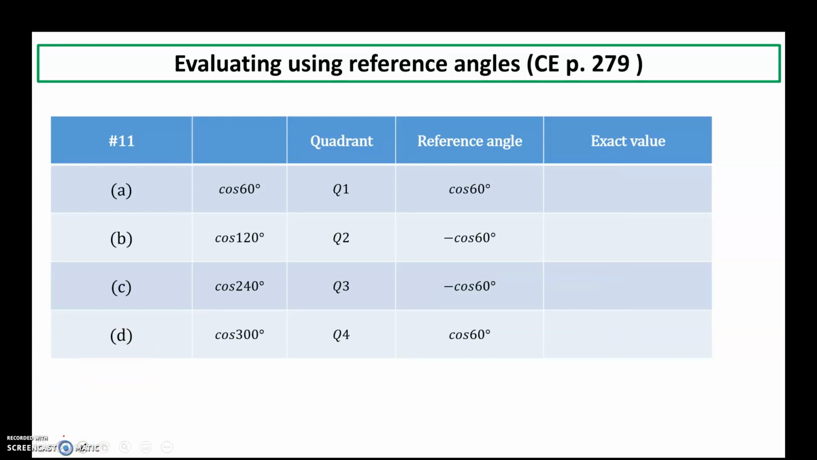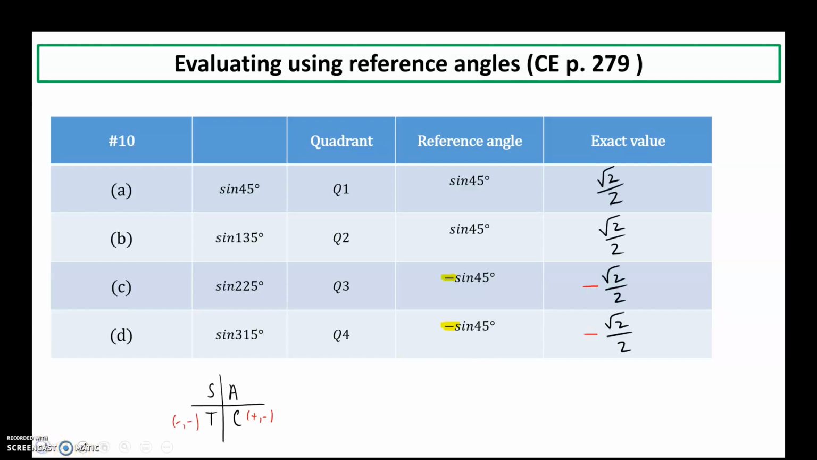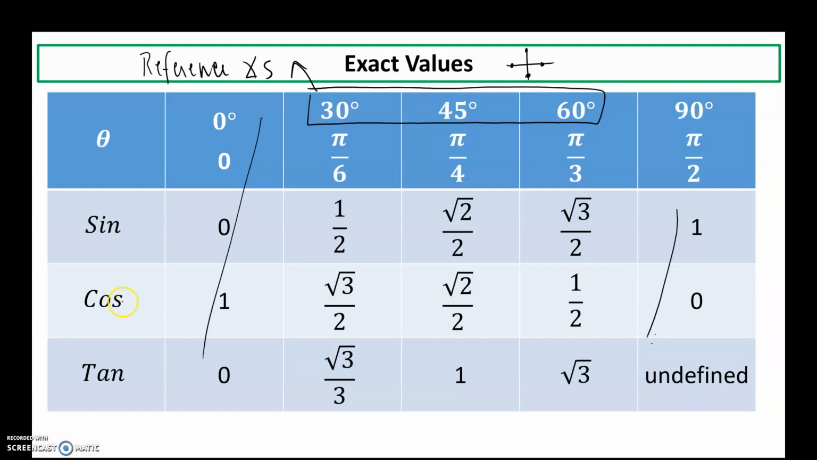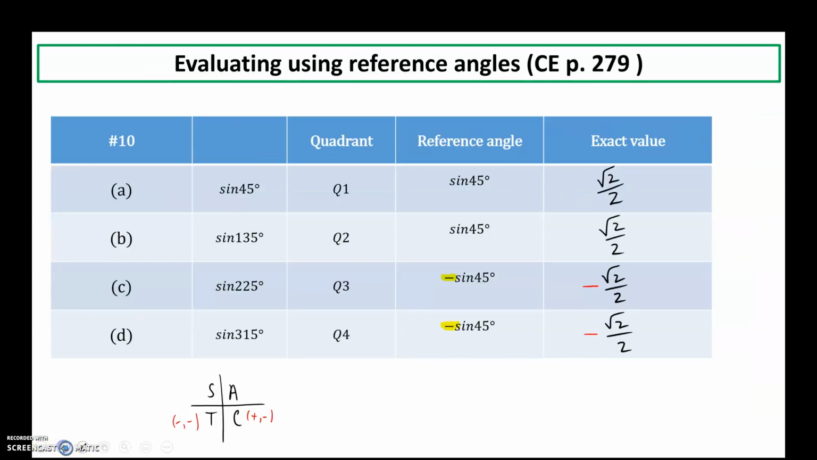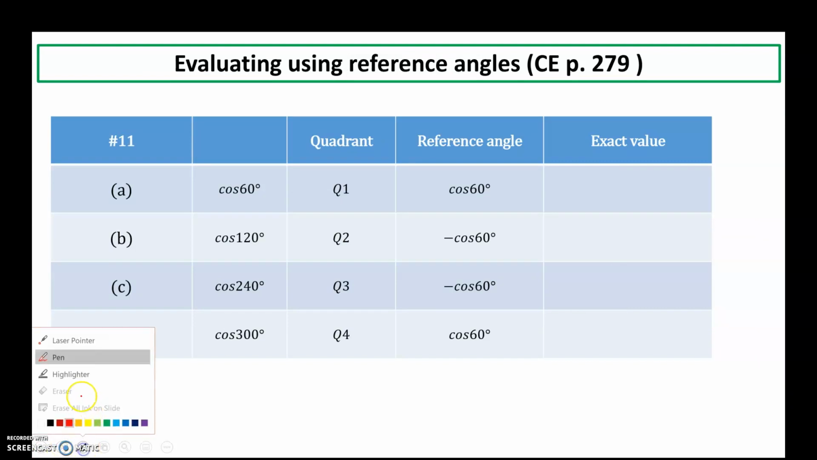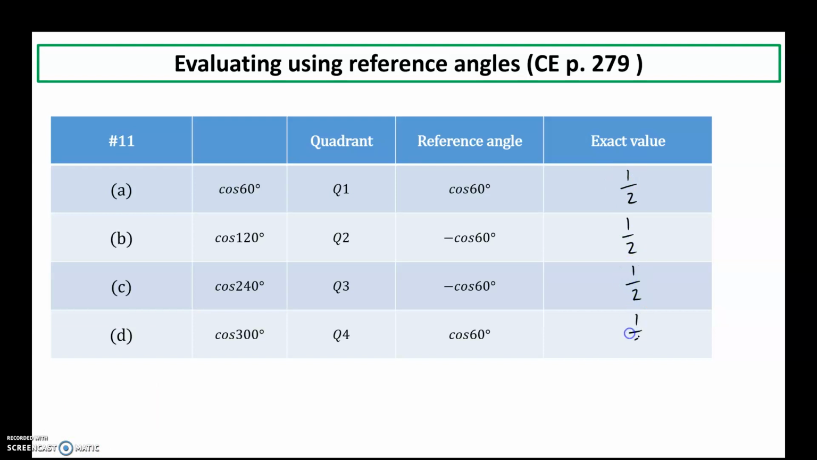All right, let's look at number 11. Check out the reference angles. All the reference angles are 60 degrees. So when I go to my chart, what's the cosine of 60 degrees? The cosine of 60 degrees is a half. Great. So I know all my exact values will be a half. We just have to determine which ones are positive and negative.